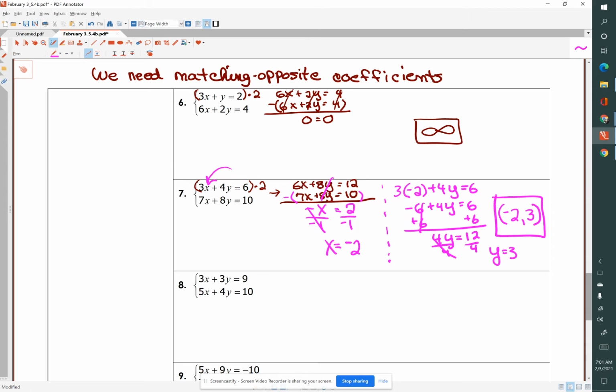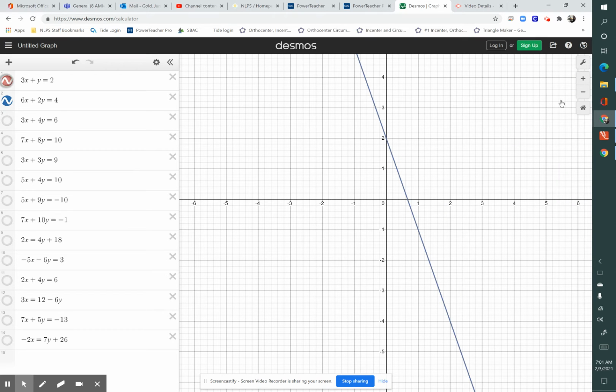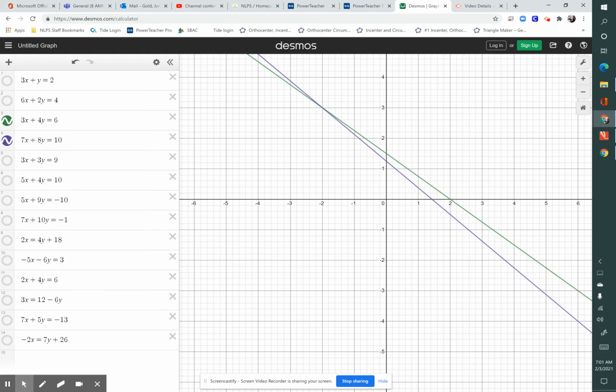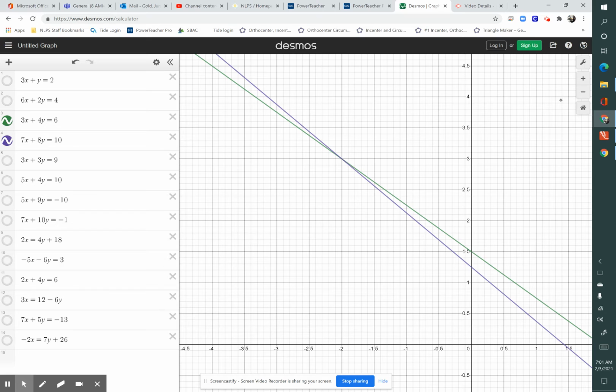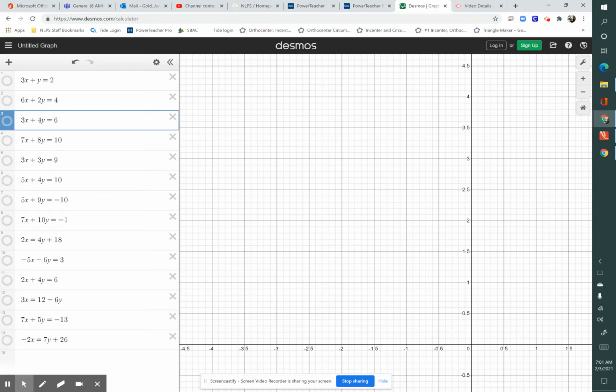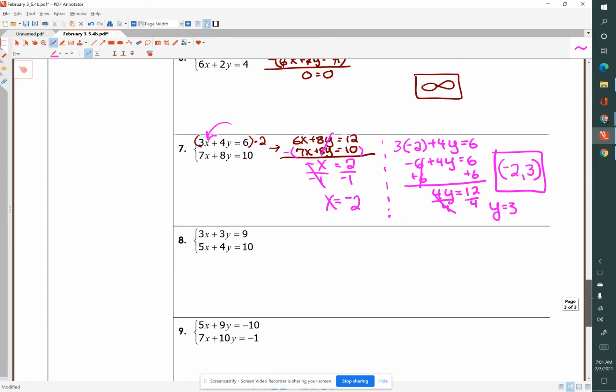And let's take a look at the graph of these two equations. So here's 3x plus 4y equals 6, and 7x plus 8y equals 10. And we can see that the solution is negative 2, 3, exactly as we found when we solved it using elimination. Okay, let's move on to number 8.